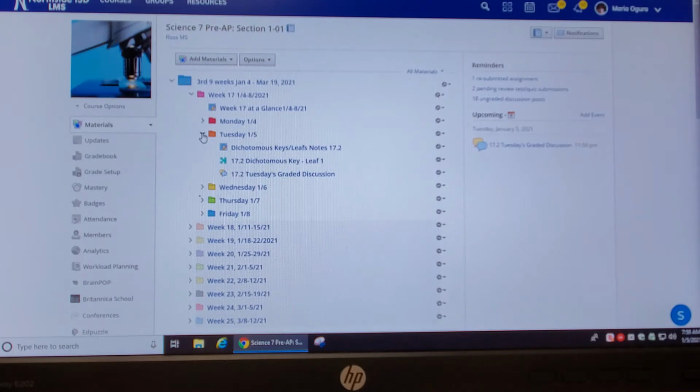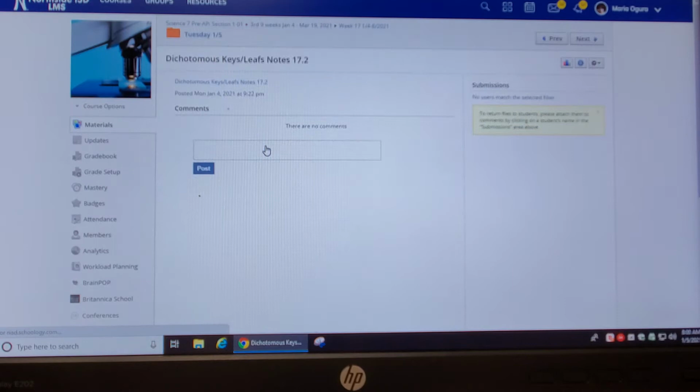So for today, we are going to go through the notes. Then you must complete this one question, and it's about a dichotomous key. And then you must also answer this one discussion question as well. So let's go ahead and look at our notes.